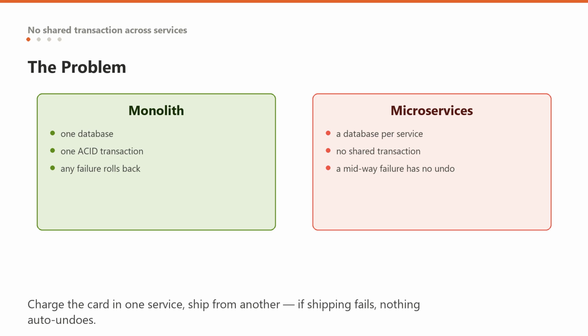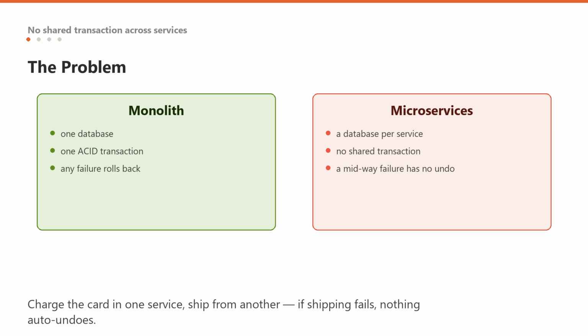Now we move to microservices. Orders, payments, inventory, and shipping are each a separate service with its own database. There is no shared transaction across them. So if you reserve stock and charge the card, but shipping fails, you can't just roll everything back with one command. The stock is reserved, the money is taken, and there's no automatic undo.